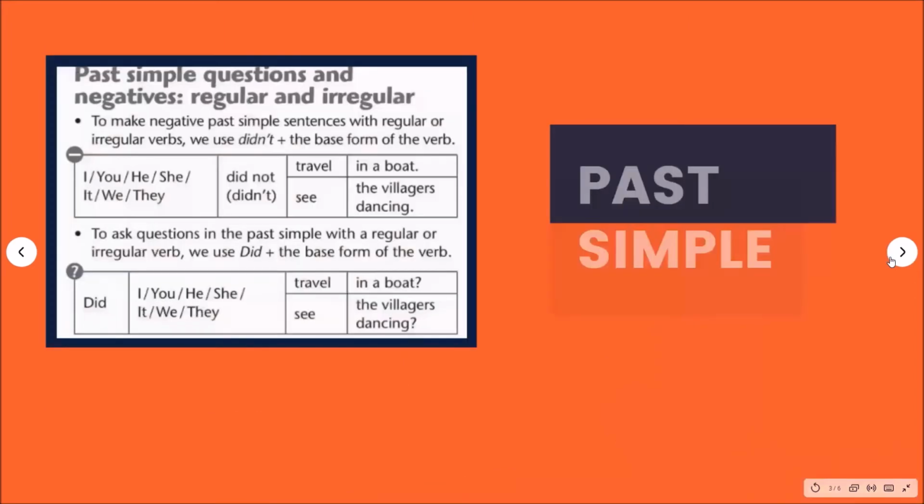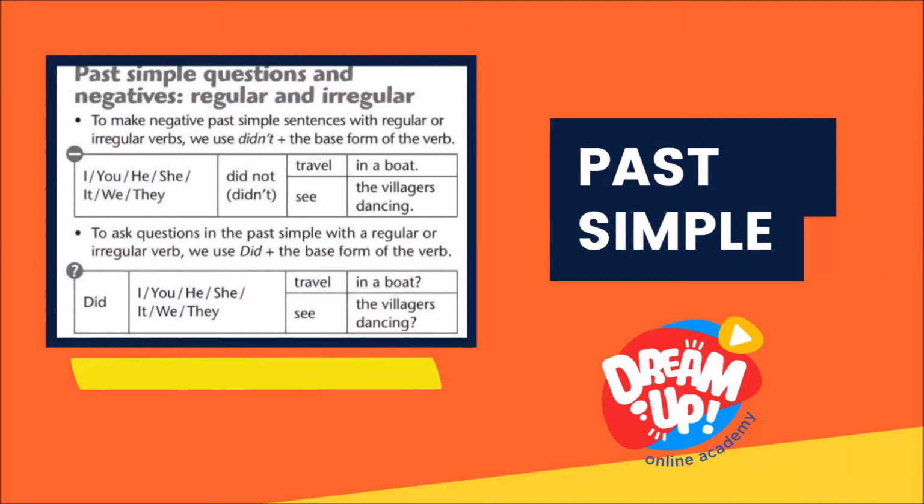Now, let's go to how we form questions and negatives. For negatives, we have to use didn't and the verb in the infinitive. So, for example, she didn't travel in a boat. That's the negative. Or you can say they didn't see the villagers dancing. Again, we use didn't. Did not is the long form, and the verb in the infinitive for the negative.